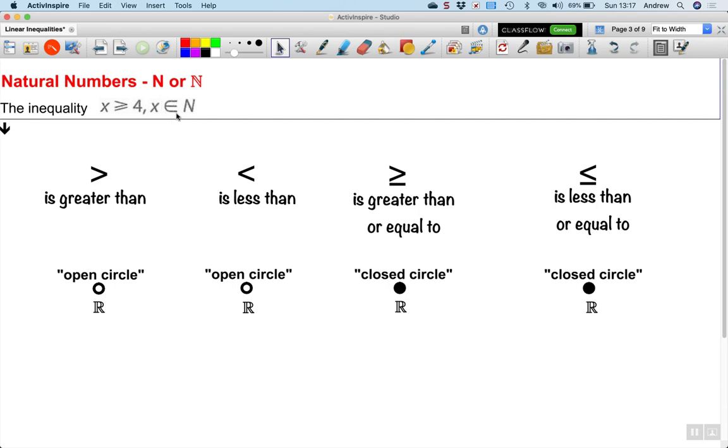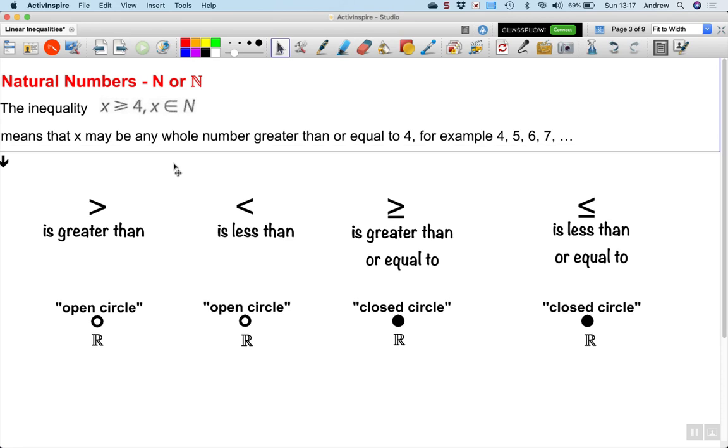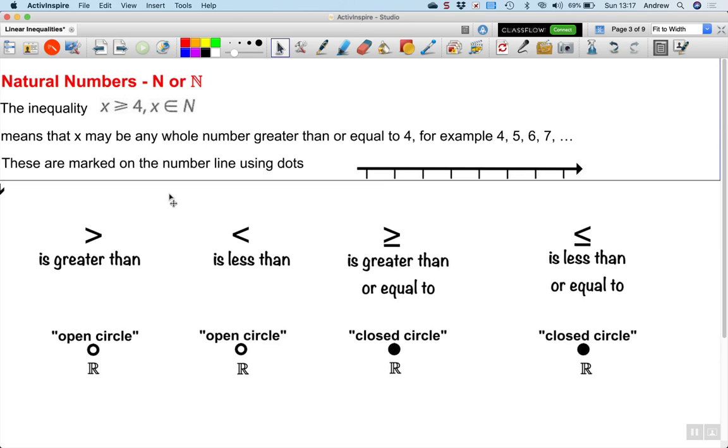If you'd forgotten the meaning of this symbol, when you take your notes, draw an arrow off to one side and write down belongs to. This means that x may be any whole number greater than or equal to 4. For example, x can be 4, it can be 5, it can be 6, it can be 7, it can be 8, it can be 9, and so on.